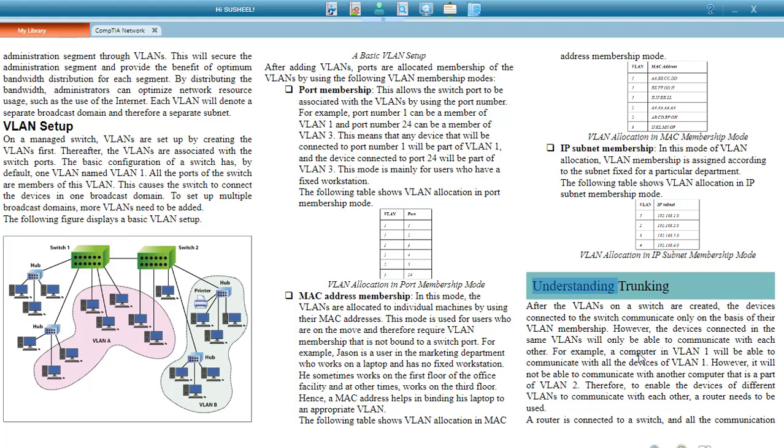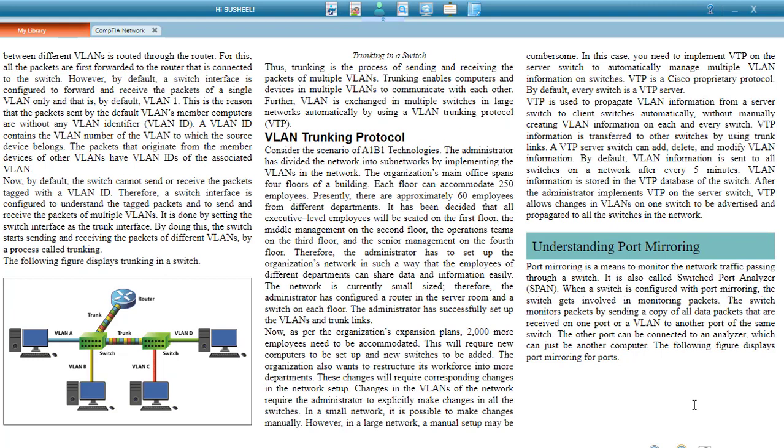Therefore, to enable the devices of different VLANs to communicate with each other, a router needs to be used. A router is connected to a switch, and all the communication between different VLANs is routed through the router. For this, all the packets are first forwarded to the router that is connected to the switch.